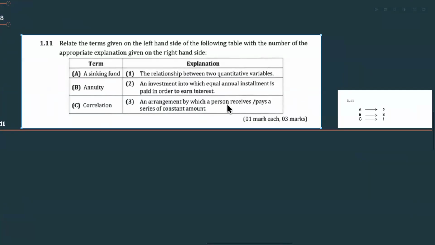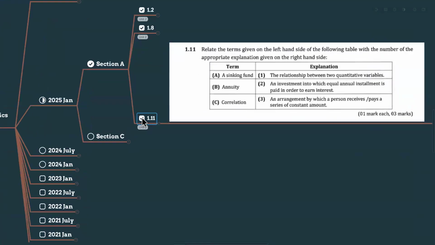But annuity, we can receive or we can pay. It's not only the payment side, but the sinking side is also a payment side. We can receive the same amount of money. So annuity is on both sides. An annuity is an arrangement by which a person receives or pays a series of constant amounts for a specific period, right?